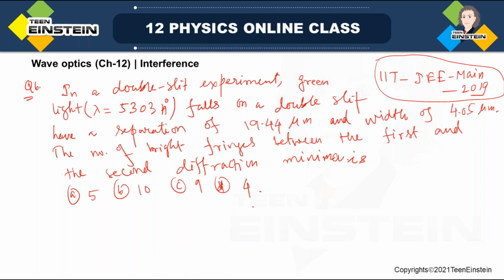So now you have to solve this question. How to solve this kind of problem? In this case, the wavelength of the green light is given, lambda is given, then the distance between the two slits, that is D, is given. Now the width of the single slit is also given, that is 4.05 micrometer. So then we can get the angular width of the first and second diffraction minima. How do we get it?